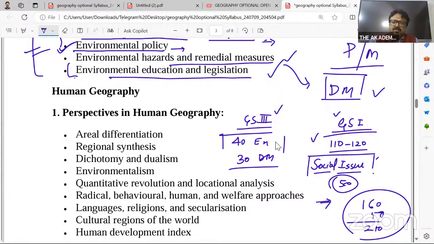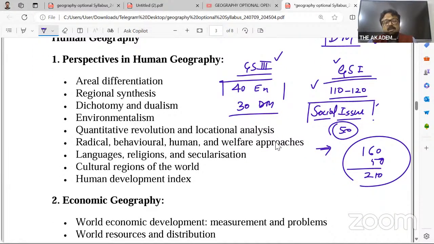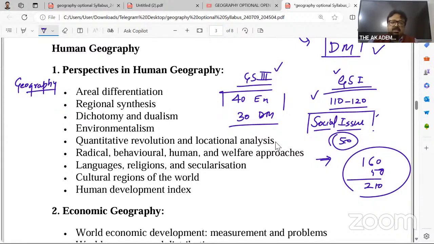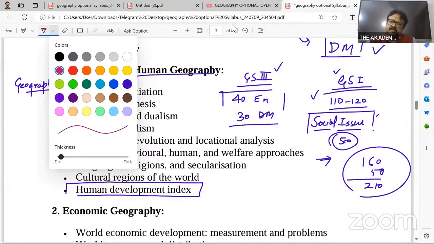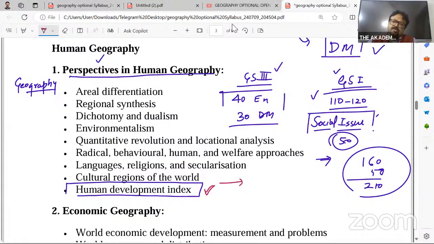Let me read this geography syllabus for you so that you can find the association very easily. Perspective in human geography: this is something pertaining to core geography concepts. It is part of geography only, and it is very interesting. Why? Because this gives you the idea of how the evolution of the subject has been, how the debates are going on, how the thoughts evolved, and this will give you the entire evolutionary process of geography and how we reach the Human Development Index. This is the last thing which we are going to read in perspective in human geography. And once you have the Human Development Index, is it not part of social issues?